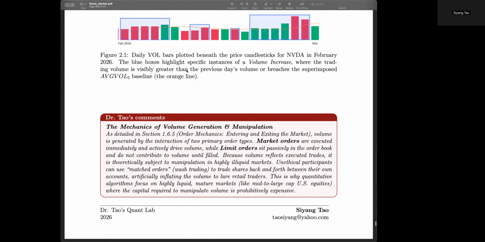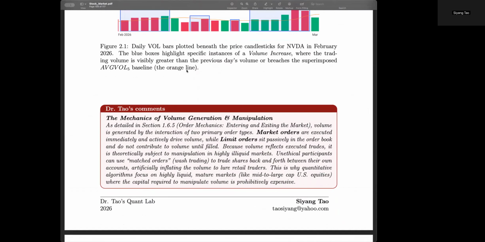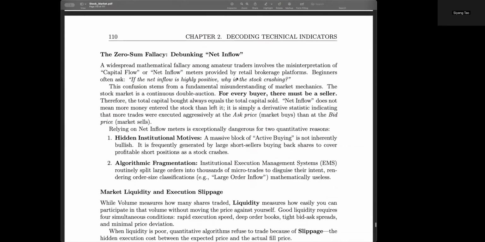If you look at this net inflow and net outflow of capital, beginners always ask, well, the net inflow is super positive today. Why is the stock crashing? Okay, listen to me carefully. The capital flow meter is the fallacy. The stock market is a continuous double auction. For every buyer, there must be a seller. The money flowing in always equals the money flowing out. All that meter tells you is that trades were executed aggressively at the ask price. It does not mean the buyers are actually in control.